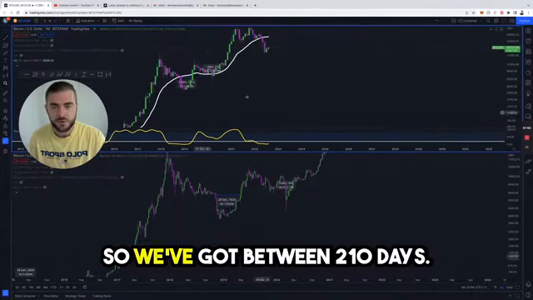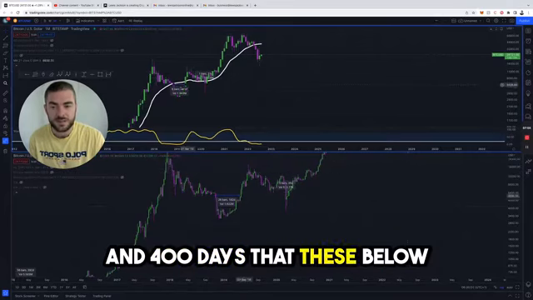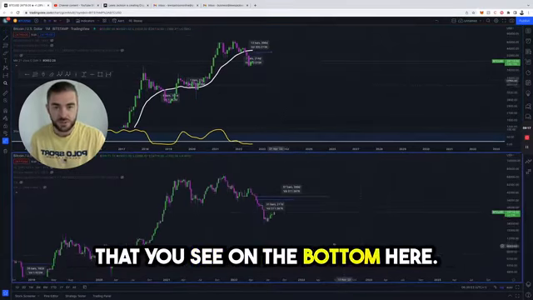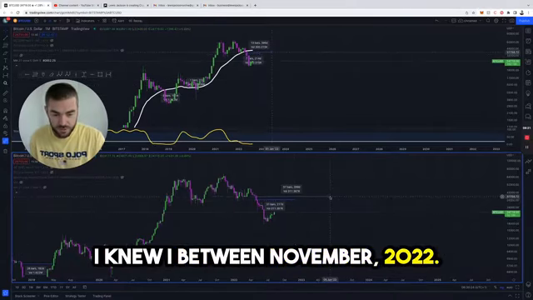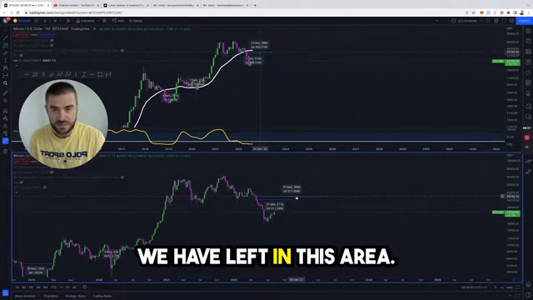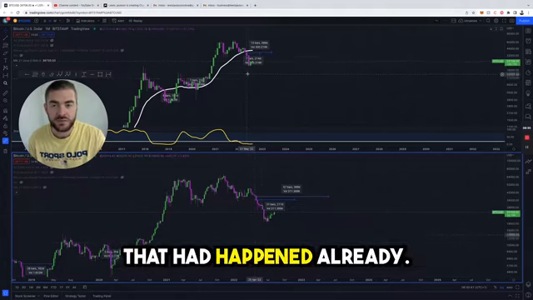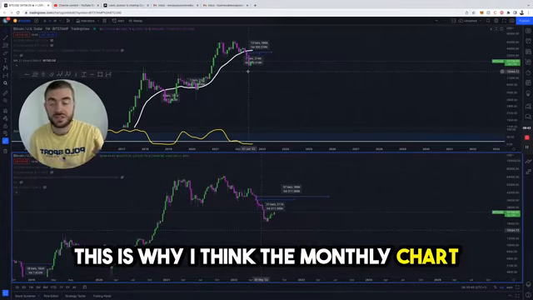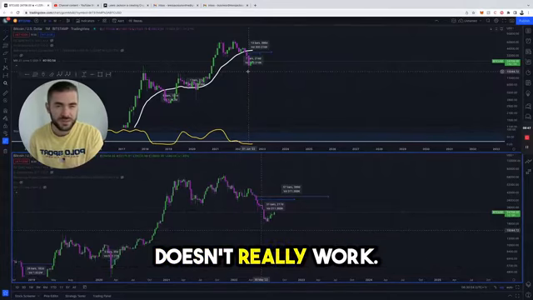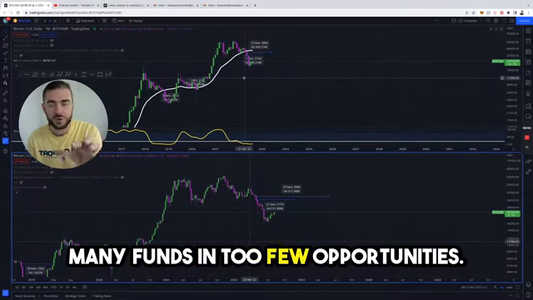So the problem is that it's quite a difference between 14% every time and 25% every time. But this should help. So we've got between 210 days and 400 days that these below the line moments tend to happen. And that would bring us to this range that you see on the bottom here, anywhere between November 2022 and May 2023. That's the kind of range we have left in this area. And we've already had 2 red candles on the monthly chart that have happened already.